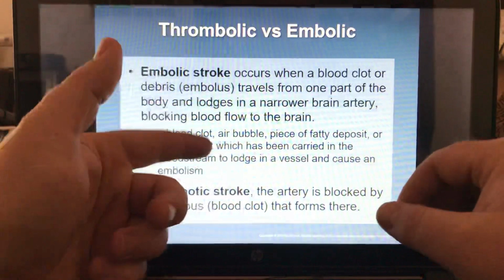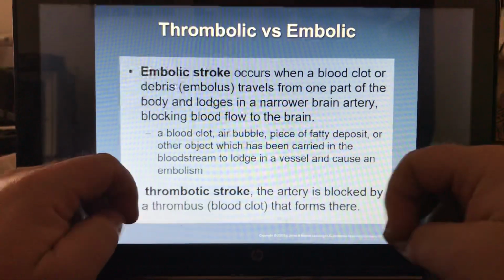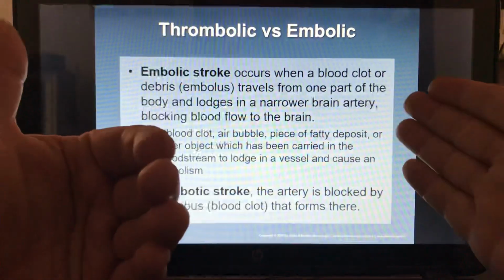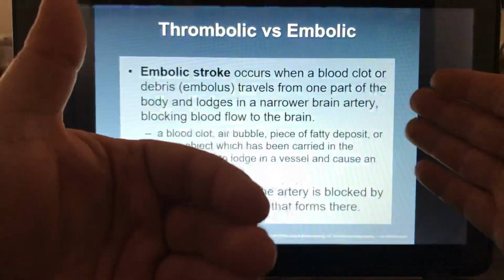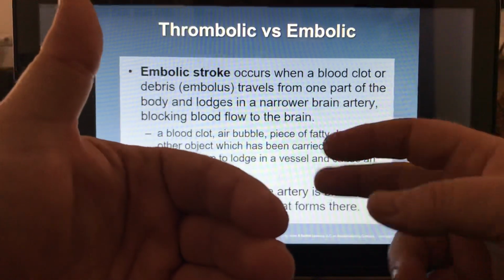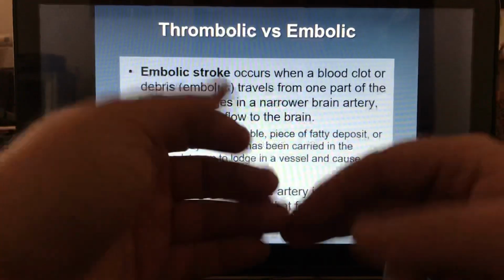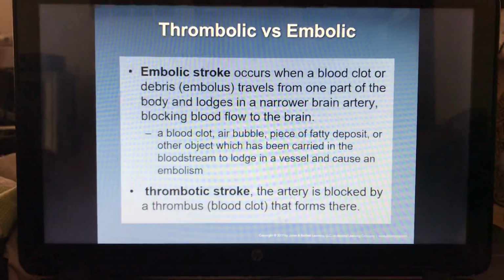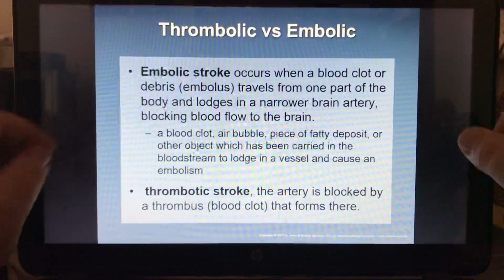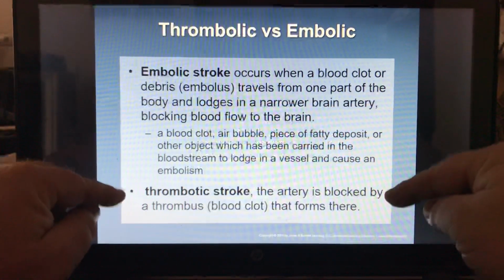It also could be an air bubble. You can also do that by accident through an IV. Or a fatty deposit. Women giving birth, if they have a tear in their vaginal area and they accidentally tear into an artery, and any amniotic fluid gets in there, that's considered an embolus. So anything can be an embolus. That's what they're saying here. Anything can be an embolus, but if it's going to be a clot, it's going to be a thrombotic stroke.